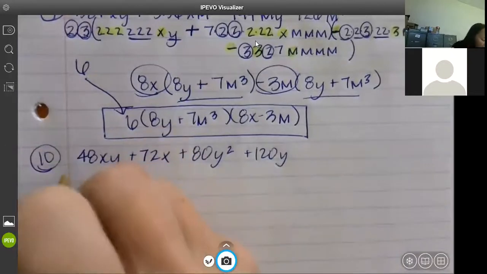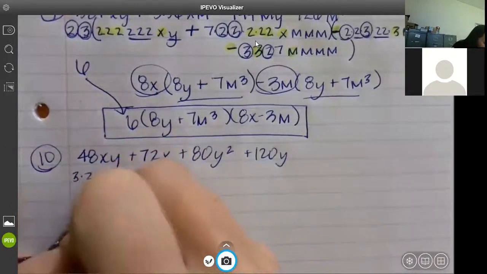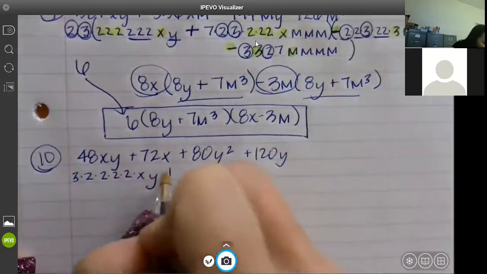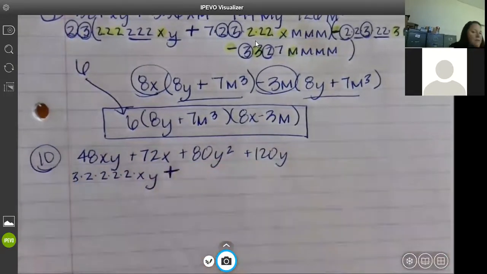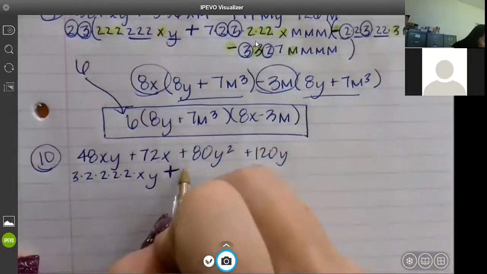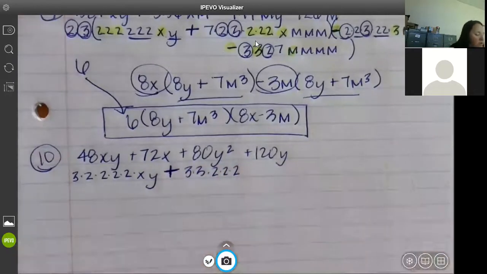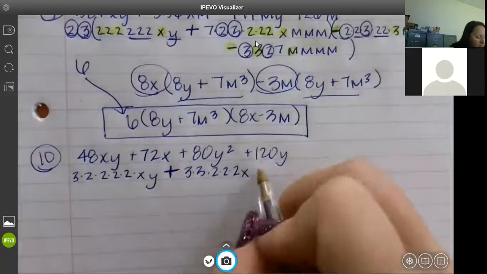48 is 6 times 8. 6 is 3 and 2. 8 is 3 2's. X and a Y. Big fat plus. 72 is 9 times 8. 9 is 3 and 3. 8 is 2, 2 and 2, and it has an X.